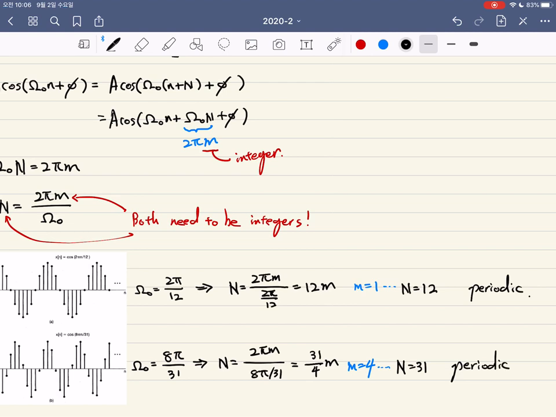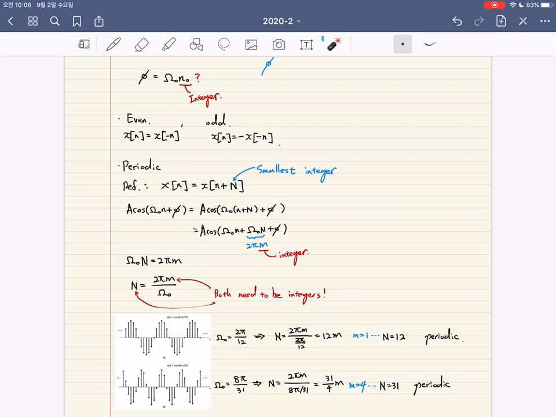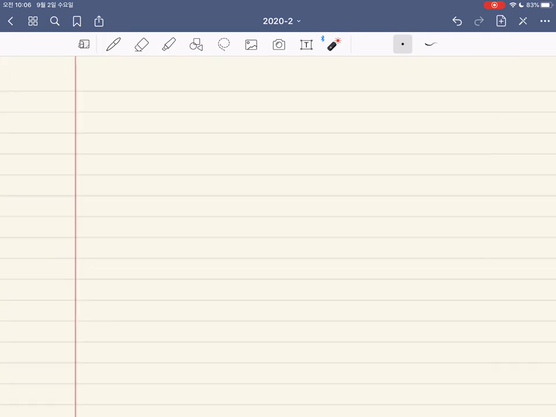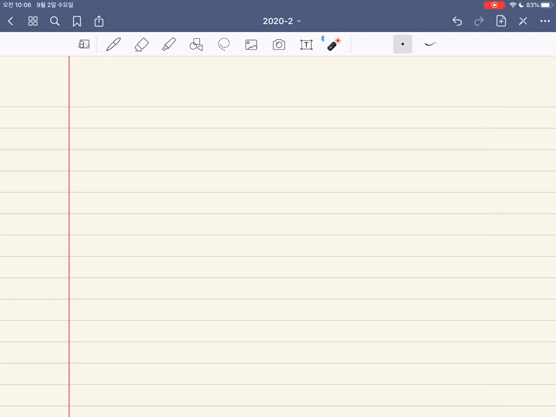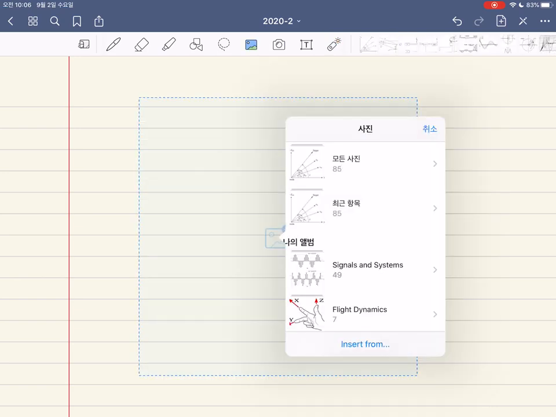So this signal is also periodic. It is wrong to say that this signal is periodic with a period of 31 over 4, because you get nothing from that. You have to say the signal is periodic with a period of 31. Then it is correct, because large N should be an integer. So in these two examples, we have periodic signals, and let's see the third example.